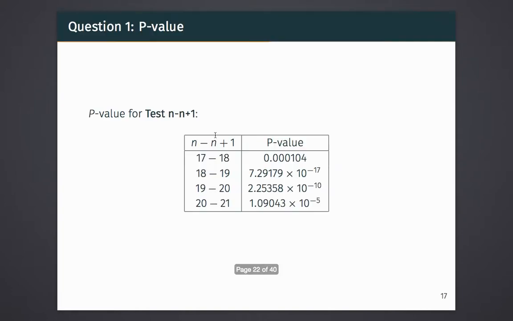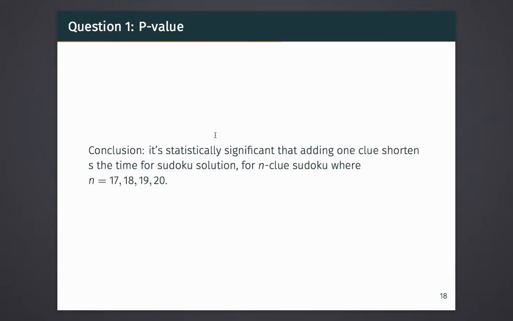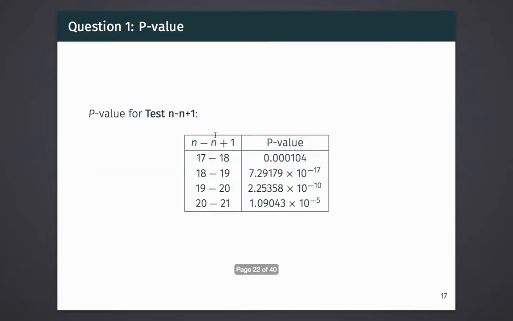So we implement our experiments and get the following results. For question 1, we get the following table for p-value about the test n to n plus 1. This p-value shows that it is very statistically significant that adding one clue will shorten the time for Sudoku solution, since we see that the p-values are much smaller than the usually used 0.005.